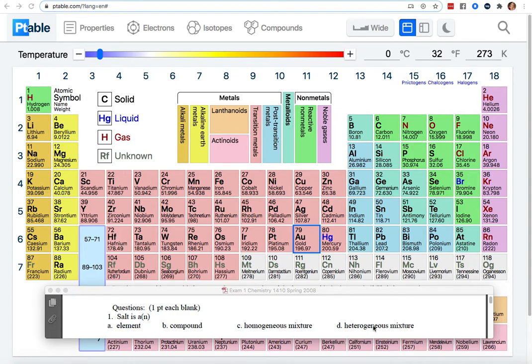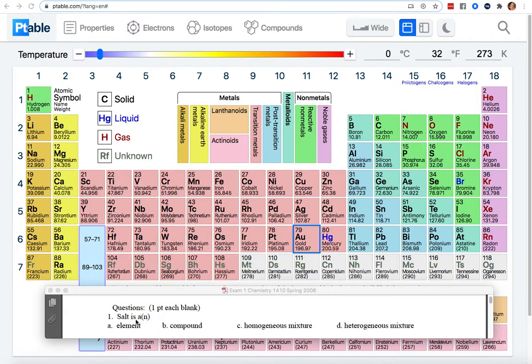And for all of these, it's good to have a periodic table handy. If you have one printed out that you're looking at during your test, that works. I really like this particular online one if you're going to use an online one because it has lots of information in it and it's kind of interactive. And it's just ptable.com.